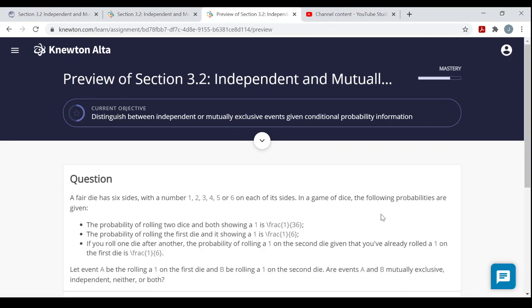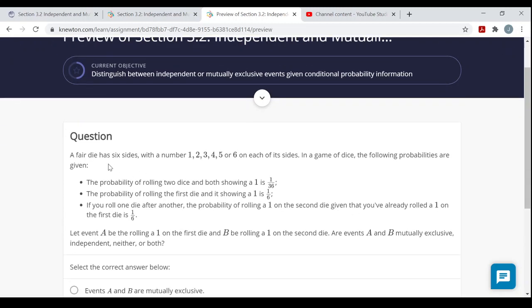Okay, another problem, same objective. A fair die has 6 sides with numbers 1 through 6 on each of the sides. In a game of dice, the following probabilities are given. The probability of rolling 2 dice and both showing a 1, so snake eyes, 1, 1, is 1 out of 36, because if you roll 2 dice, there are 36 possible outcomes, 6 times 6, 36. We'll talk about counting numbers of outcomes later in the chapter as well.